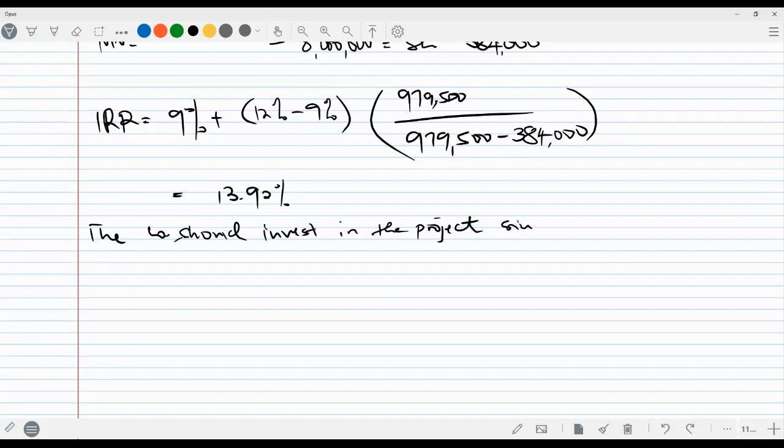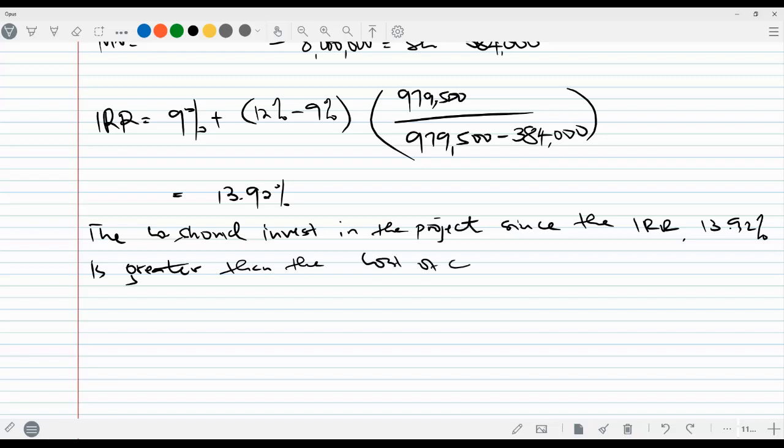since the IRR, 13.92%, is greater than the cost of capital, 9.2%, or 9% in case you want to use 9%. That's how we appraise the project based on the IRR. Clear?